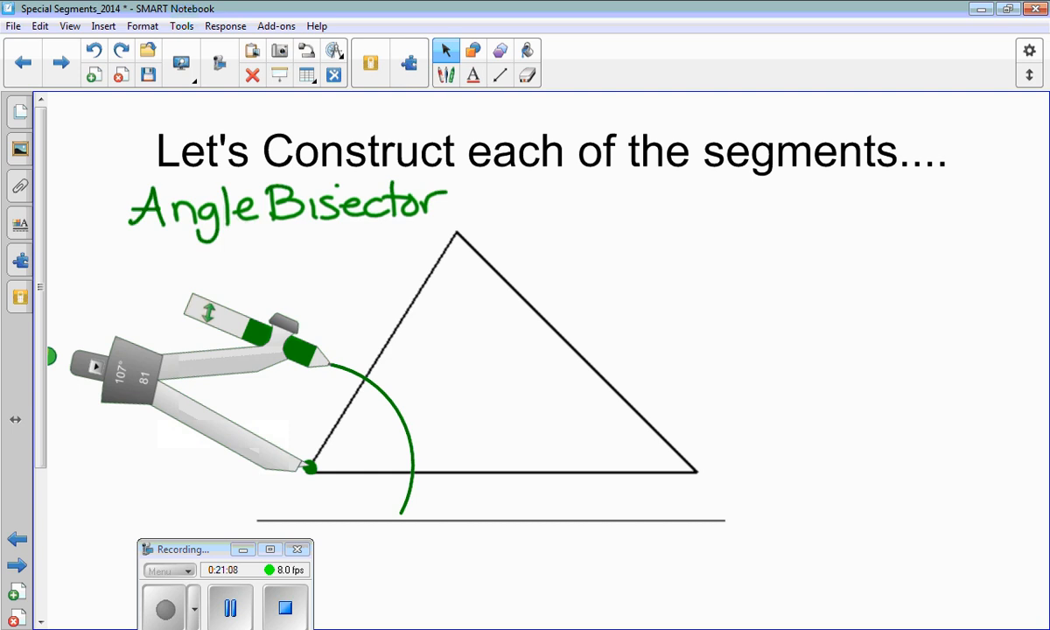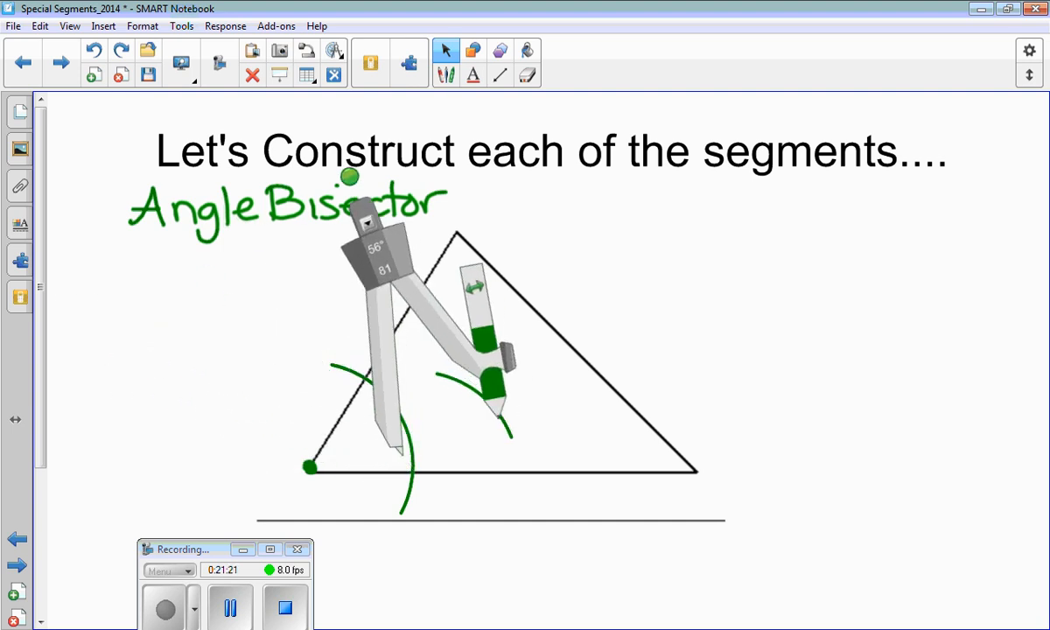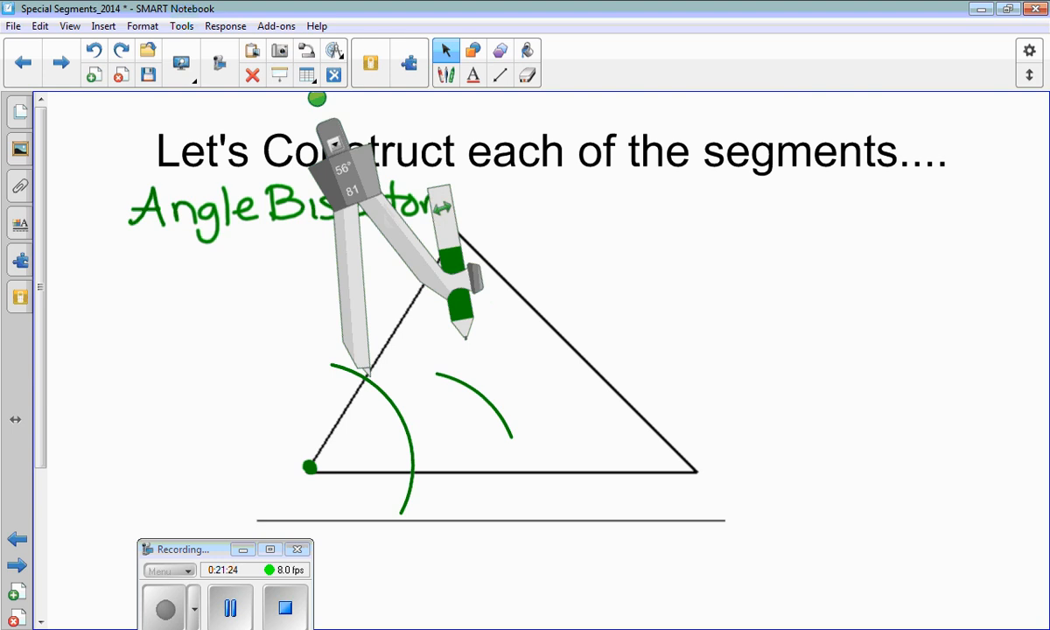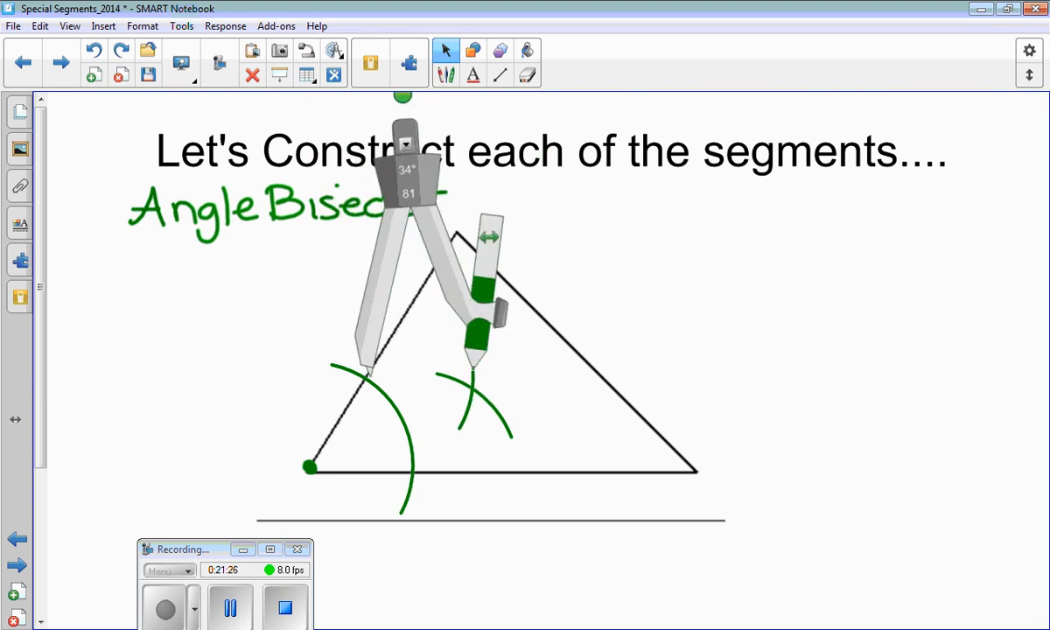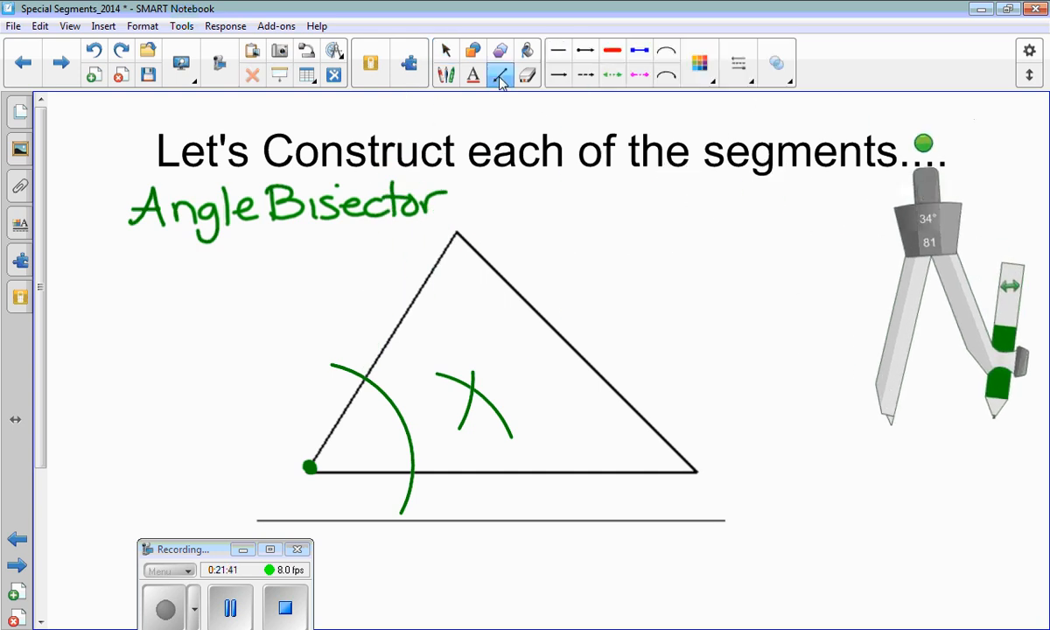Once I've made one arc, I'm going to just keep the same spread. I can change the spread if I want, I don't really care. But I have two new points, don't I? I'm going to move my compass to one of those two new points and make an arc in the middle. Move it to the other point and make an arc that's going to create like a little X out in the middle. Once I've done that, I'm going to connect the two points, and create an angle bisector.